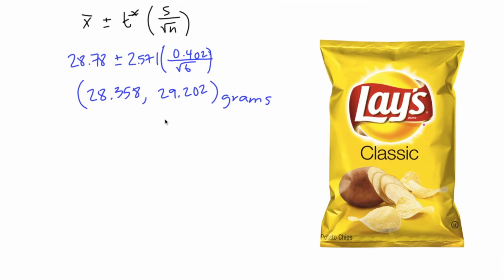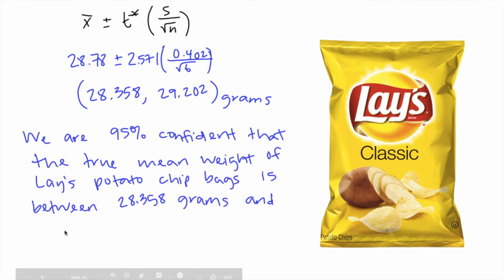So my last step is to interpret this. I do that in the same way that I did before. We're just talking about a mean now instead of a proportion, and I have units that I need to include. But I'm basically saying the same general things as with a confidence interval: we are blank % confident that the true blah, blah, blah is between this and this. So I'm going to write that out for this problem real quickly so you can see what that looks like. So there's our confidence interval interpretation. We're 95% confident that the true mean weight of Lay's potato chip bags is between 28.358 grams and 29.202 grams.